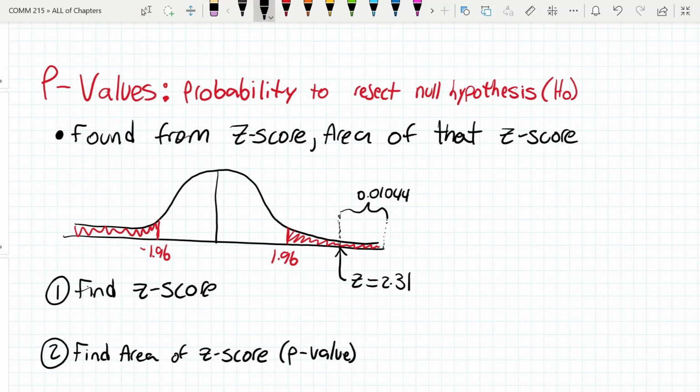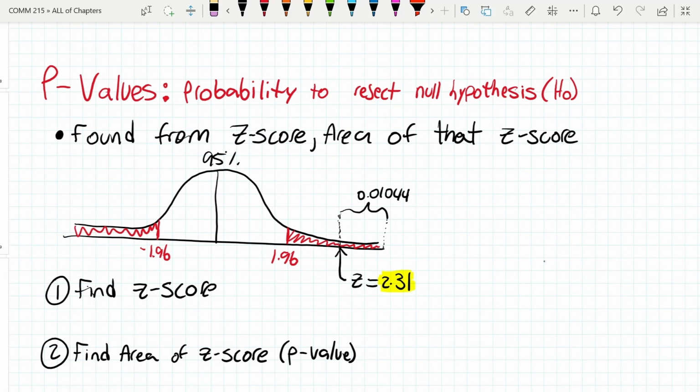So in this normal distribution, and I'm using a 95% confidence level again, let's just say that when we calculate our z-score for an example, it gives a z-score of 2.31. So once you look into the z-table, first you find the z-score, then you find the area of the z-score. So look for 2.31 in your z-score table, and that should give you around, let me get my calculator.